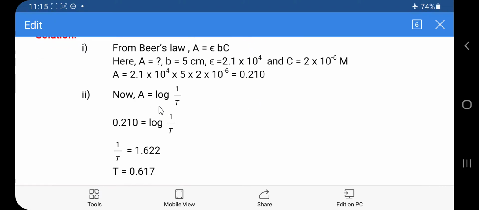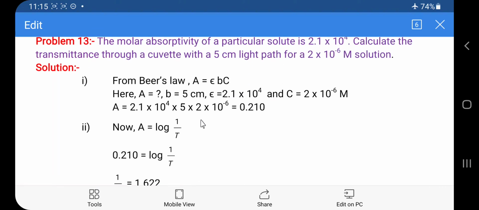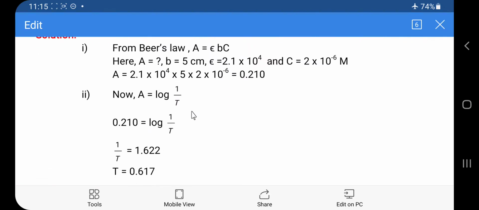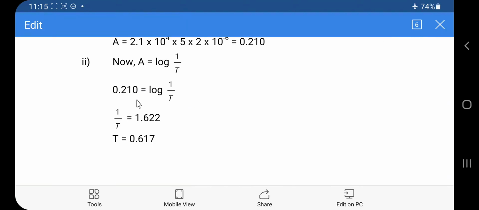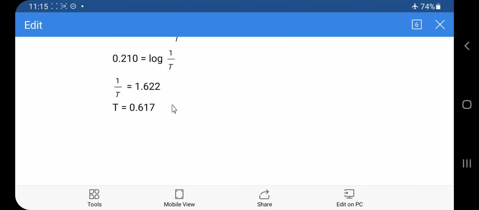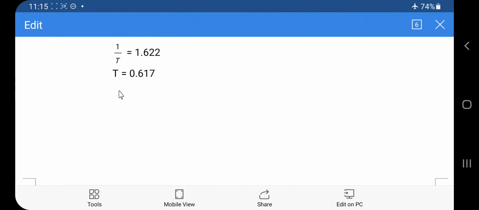Then A is equal to log of 1 by T. We have to calculate the transmittance, and that's why A is equal to log of 1 by T, which means 0.210 is equal to log of 1 upon T. So 1 upon T is equal to 1.622, and T is equal to 0.617.